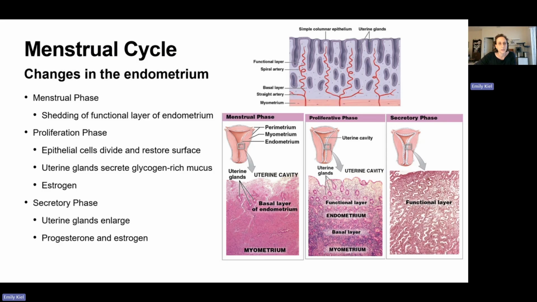So then after we have shed that layer, we're going to have the proliferative phase. So we're going to have to make new cells there. The epithelial cells are going to divide and restore the surface. The glands are going to make this glycogen-rich mucus, and we have estrogen that is contributing to that.